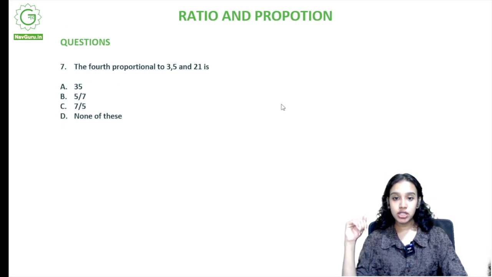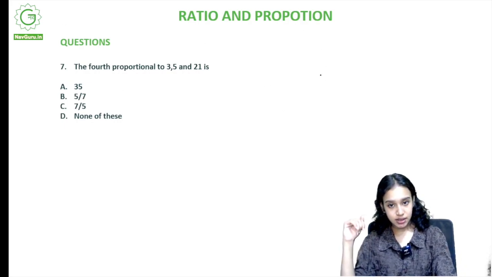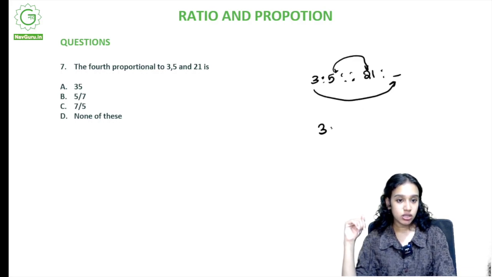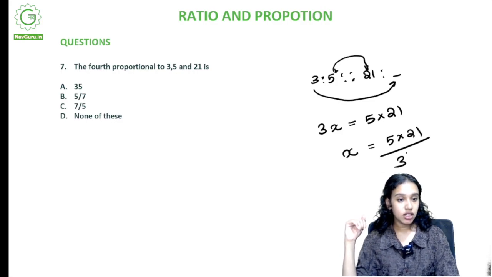The fourth proportional to 3, 5 and 21 is. So, we have 3 is to 5 in proportionality, 21 is to something, right? So, product of means equal to the product of extremes. So, 3x is equal to 5 into 21. So, x is equal to 5 into 21 divided by 3. So 3 and 21, it's 7 times, and 7 fives are 35. So the answer here is 35.